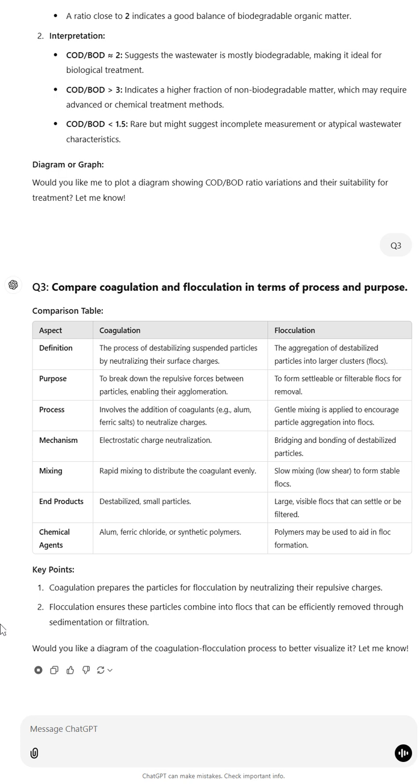Key points. 1. Coagulation prepares the particles for flocculation by neutralizing their repulsive charges. 2. Flocculation ensures these particles combine into flocs that can be efficiently removed through sedimentation or filtration. Would you like a diagram of the coagulation-flocculation process to better visualize it? Let me know.